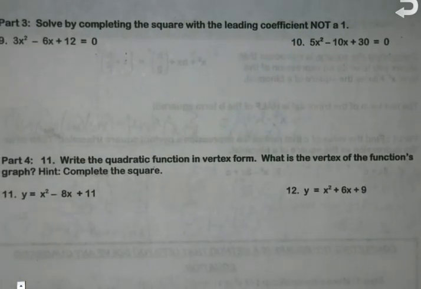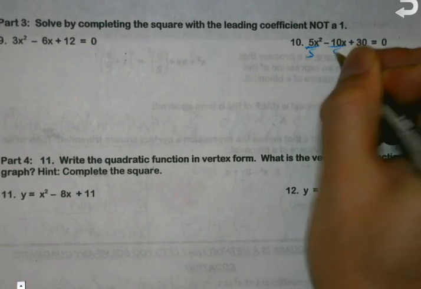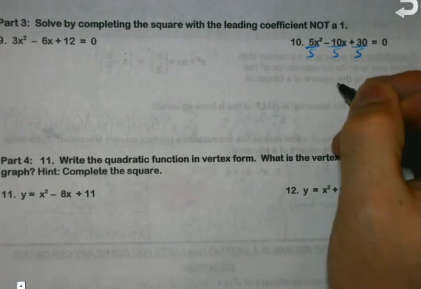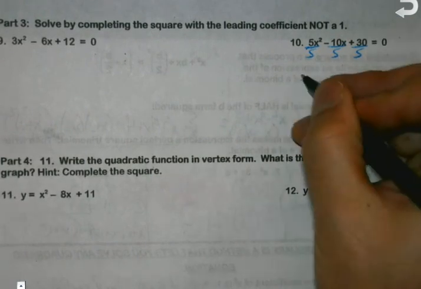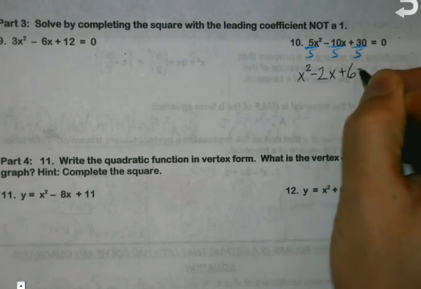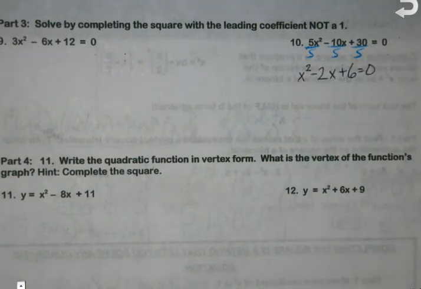Okay. All right. Number 10. What is now different? Yes, there's a number in front of x squared. So if there's a number in front of x squared, we divide every term here by that number, even if it causes us a fraction. Even if it doesn't go in evenly, you have to deal with the fraction. Now, in this case, there is no fraction. So that's our first step. Divide through, we're good.